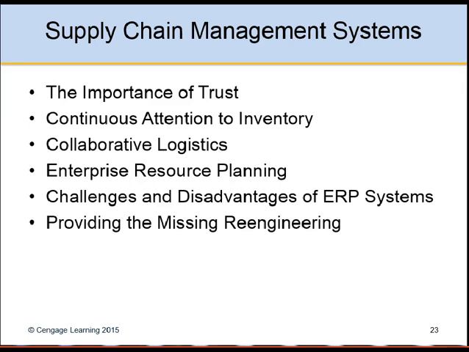Providing the missing reengineering. Most reengineering projects of the 1990s failed. In the late 1990s and early 2000s, ERP systems forced changes in processes, and that helped realize many of those earlier reengineering ideas. ERP systems allow better planning and managing of processes at the organization level instead of at the organizational unit level.